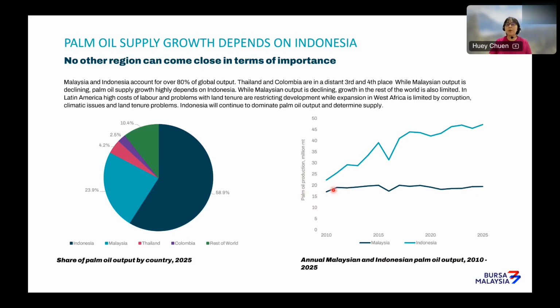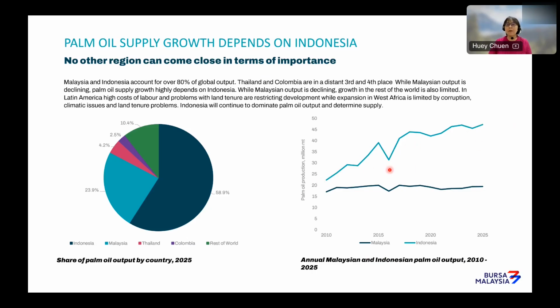Malaysia production has been quite stagnant. This is the one that I pulled out from 2010 to 2025. So you can see that since 2010 till 2025, for over the last 15 years, Malaysia's production has been hovering between 17 and about 19 million tons. The highest we have is 19.9. But if you look, Indonesia is the one driving the output growth.